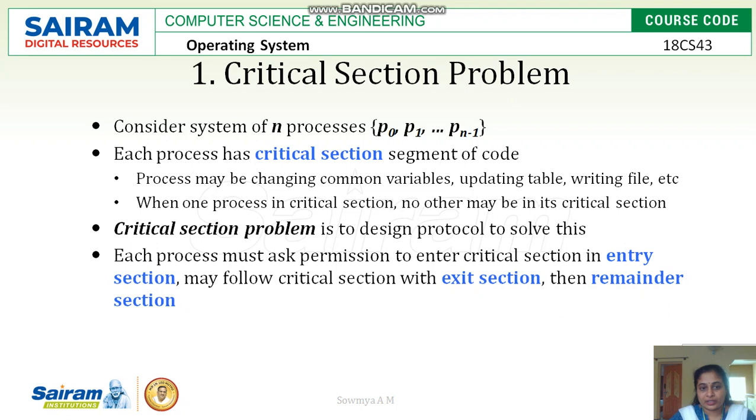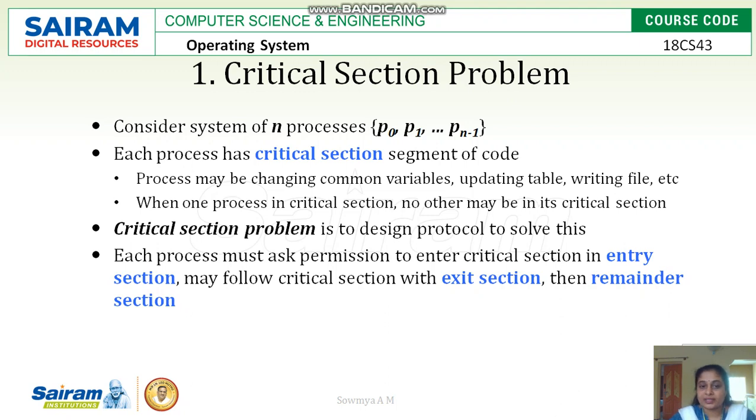The problem here is that we should ensure that only one process is using the critical section, and it should not be interrupted or changed by another process while it is being used by the process that was allocated first. The critical section problem is to design a protocol to solve this.